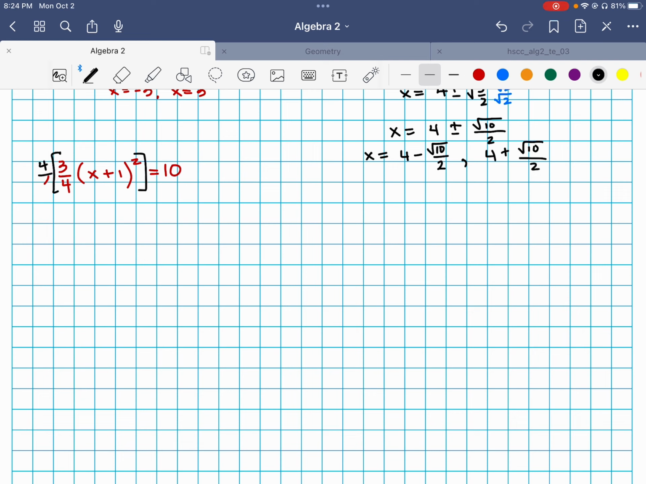And then since 3 can't divide 10, I'm not going to do the division first. I'm just going to multiply 10 and 4, which is 40, and I get 40 thirds. Now that's not something that can simplify, so I'm going to leave it like that.